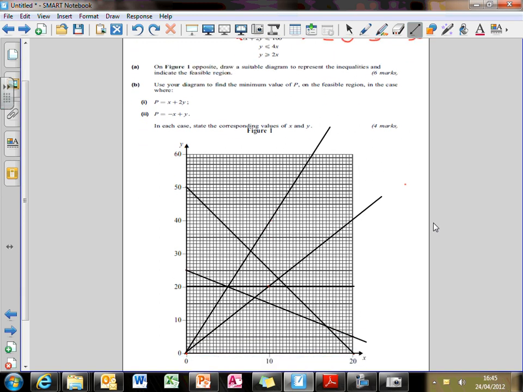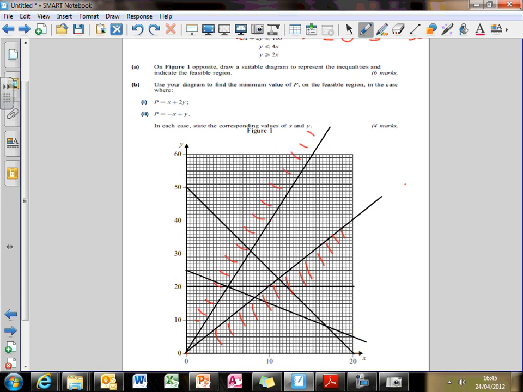I need to indicate my feasible region and do the shading. So let's have a look at that. Let's use red to shade it out. So y is greater than or equal to 2x means I shade this side of the line. So I'm working back up to the top now. y is less than or equal to 4x means I shade this side of the line.